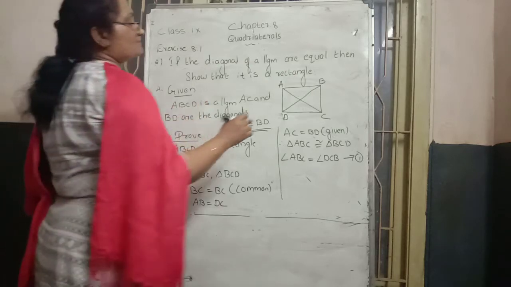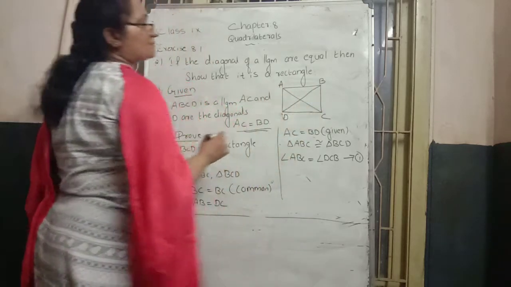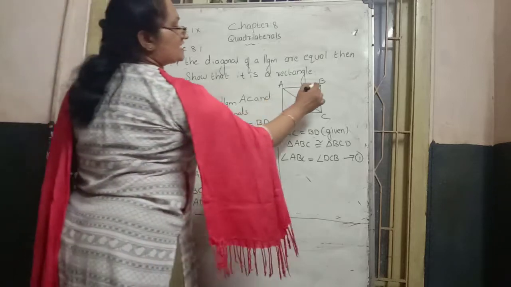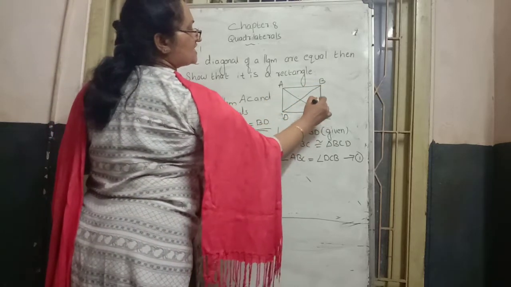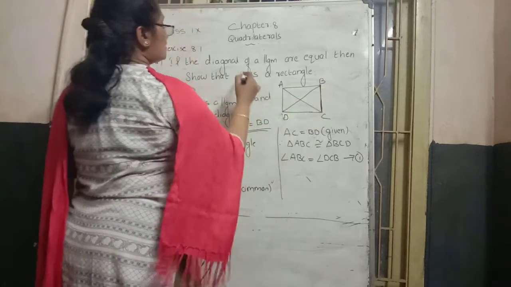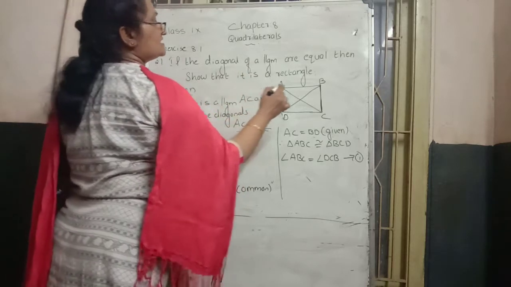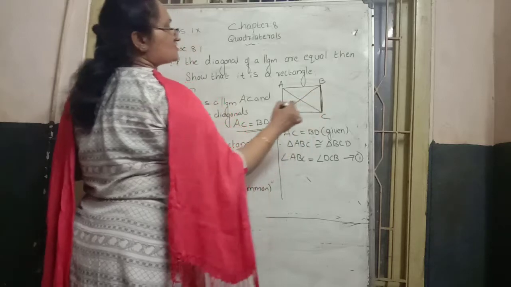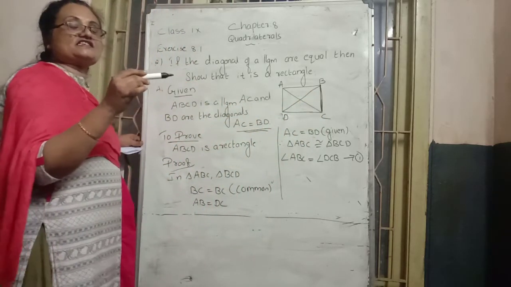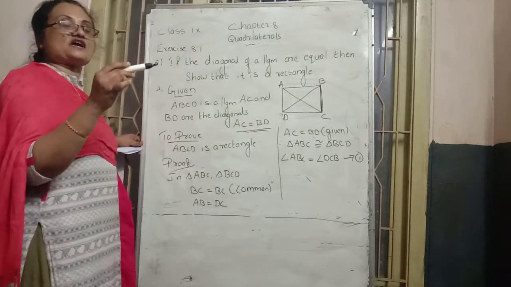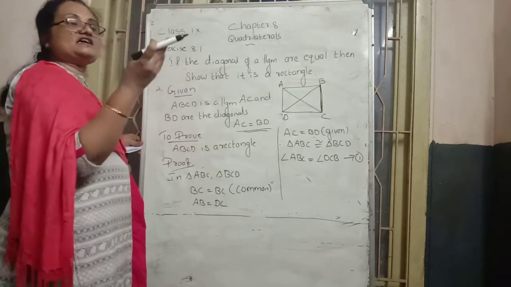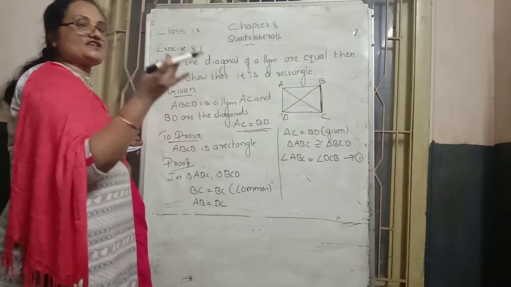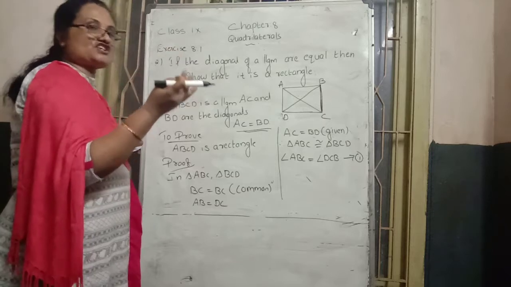Next, see that AB and DC are parallel lines, since they say these are parallel sides. They are cut by a transversal line BC. When a transversal cuts parallel lines, they make different types of angles. One is corresponding angles, another is alternate interior angles, and another is alternate exterior angles.